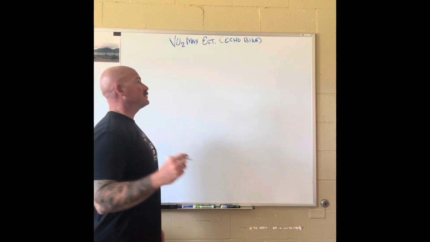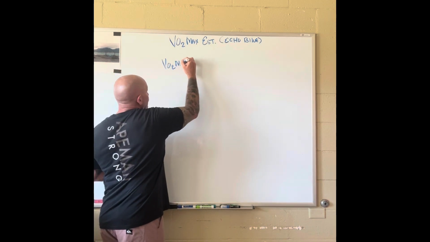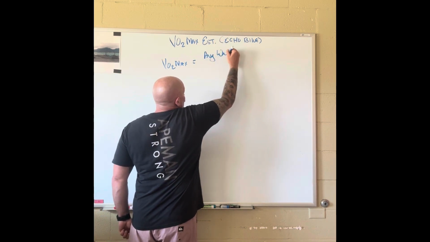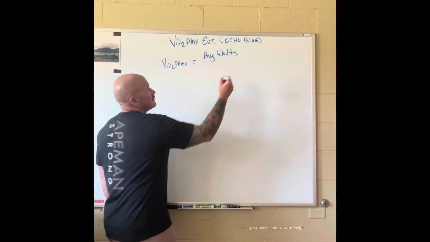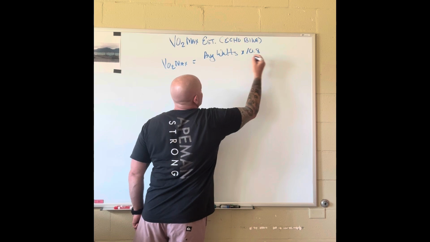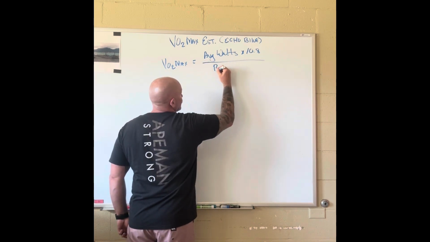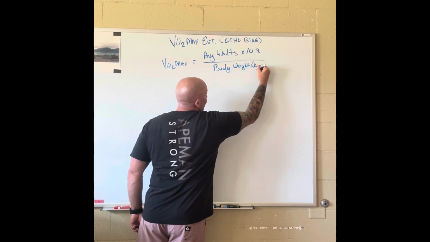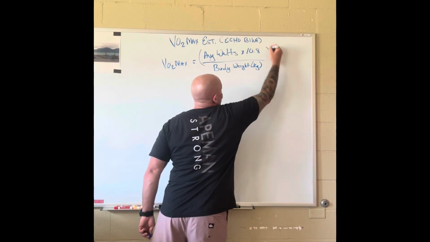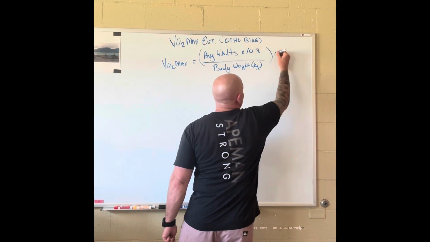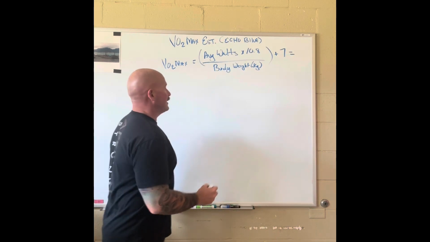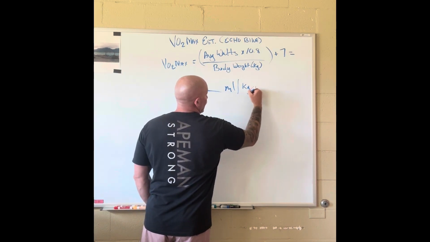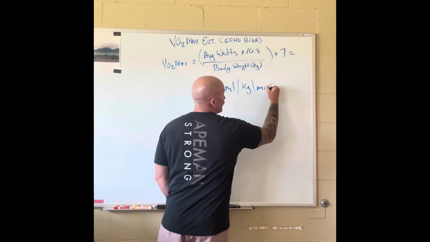So the calculation for VO2 max when utilizing the Echo Bike is going to be average watts times 10.8 divided by body weight in kilograms plus 7 equals, and that's going to give us our overall, which is ml/kg/min.